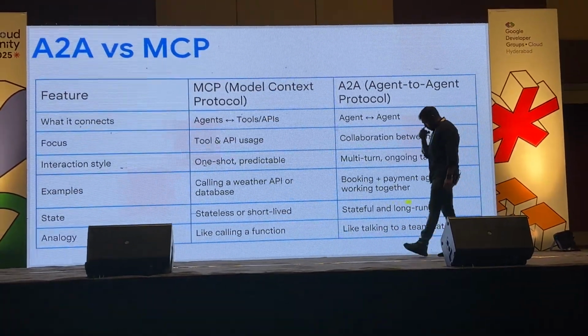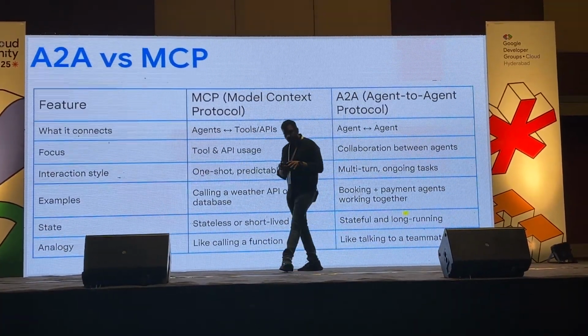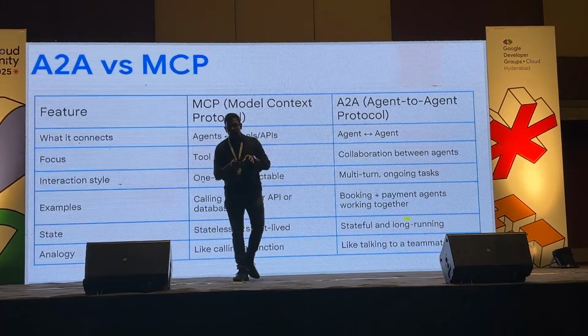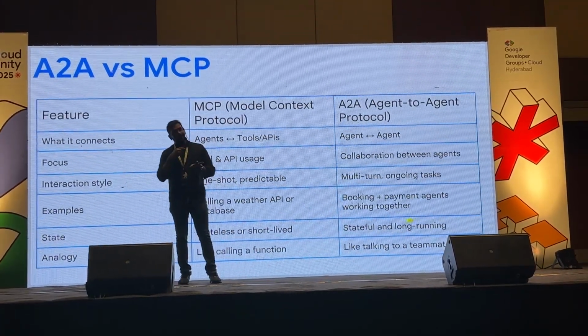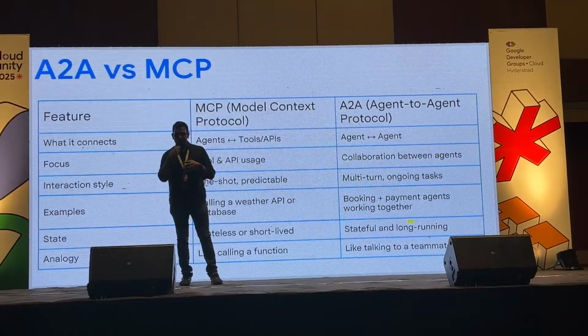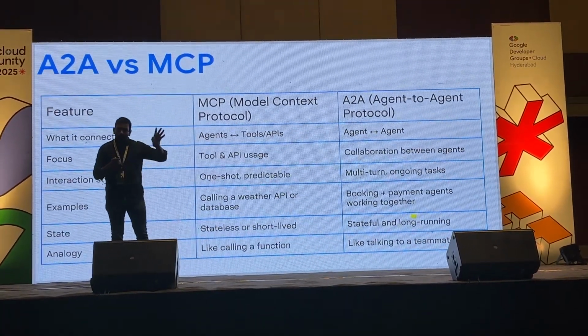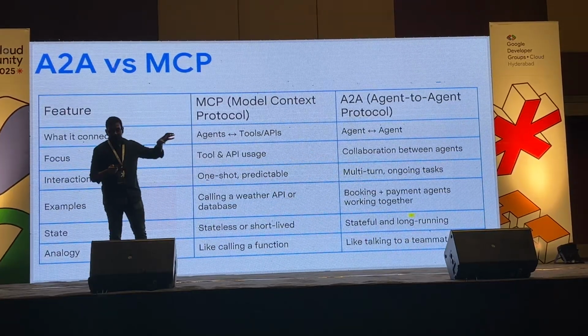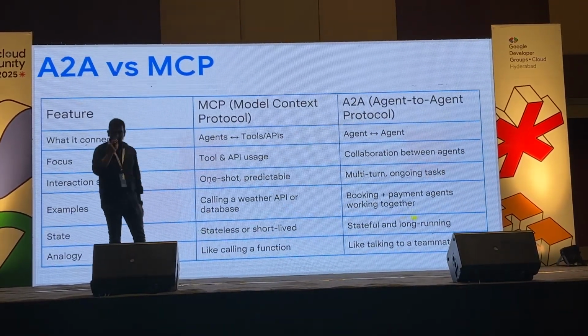So to summarize it, MCP pretty much works with the tools, APIs and data, while A2A pretty much works agent to agent. It's like talking agent to agent. Here also it's agent to agent, but it talks regarding tools, APIs and data, not with other agents. That's the main difference.